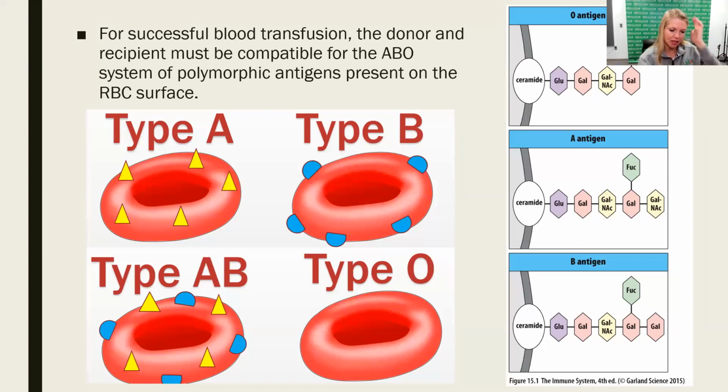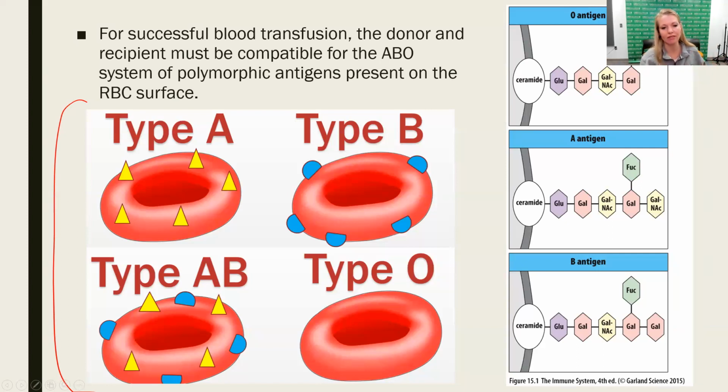The picture I have over here is a schematic. It's something I put together to give you an idea that type A and type B have different types of antigens that look very different. Type AB people will have both of those antigens, and type O won't have either of those antigens.